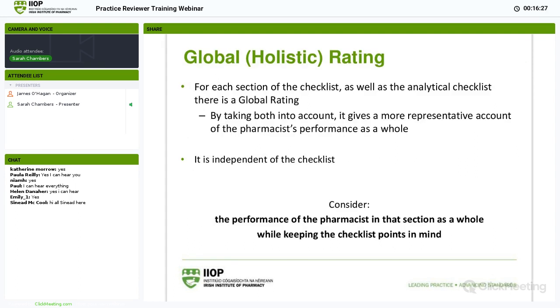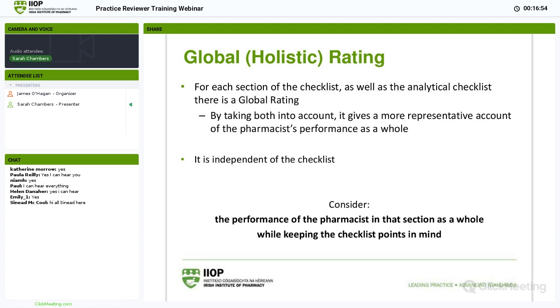And then, in addition to these checklist points, there's also a global rating for each of the competencies. This gives you a chance to consider the performance of the pharmacist in that section as a whole while keeping the checklist points in mind. So it's independent of the checklist, and it gives you a chance to consider the performance of the pharmacist in the section as a whole.